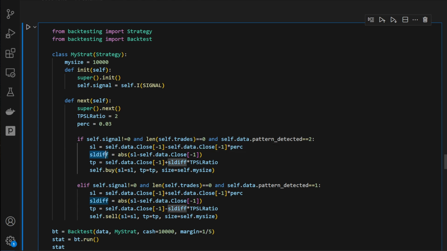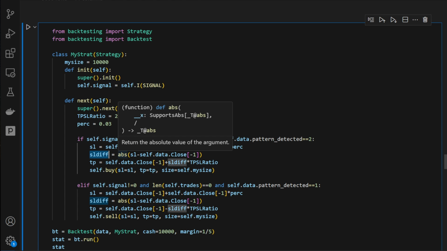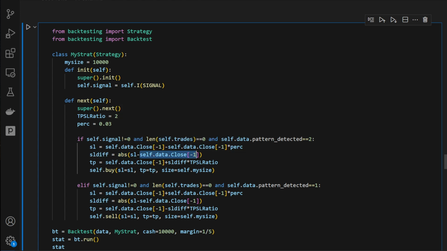And then we compute the stop loss difference, which is the absolute value between the stop loss and the closing price. So it's basically the distance from the stop loss to the current closing price of the current candle.